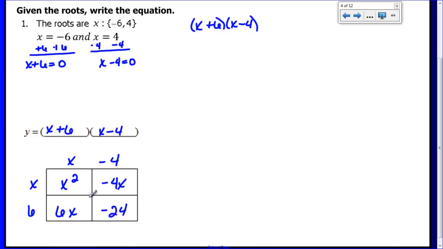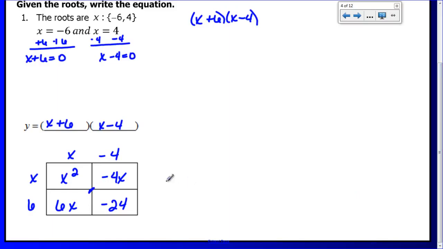Pardon the bell. Then to write my quadratic, I'll combine these two right here on the diagonal because they have like terms. So this becomes x squared plus 2x minus 24. So this is the quadratic that has these two as solutions.